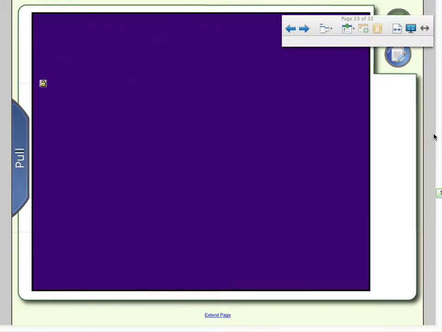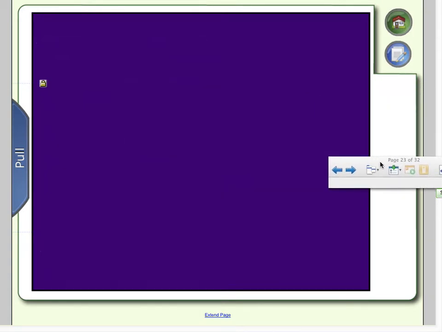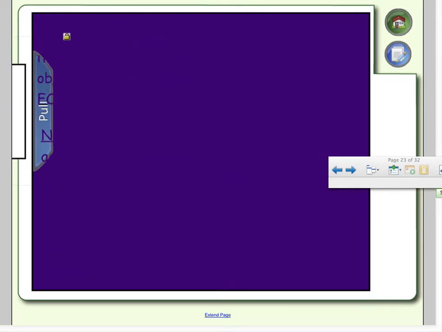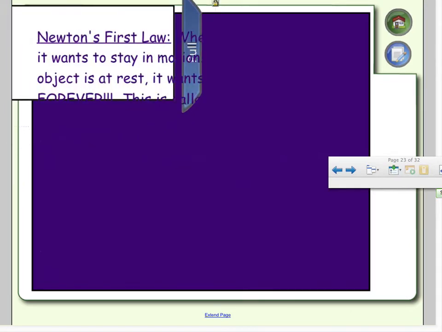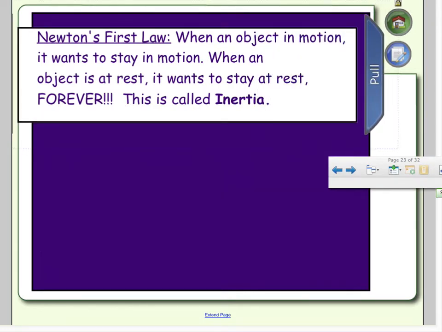All right, Newton's first law. Give me Newton's first law, please, Derek. An object in motion stays in motion. An object at rest stays at rest unless a force acts upon it. Very good. Oh, let me change it. That is also known as the law of? Inertia.